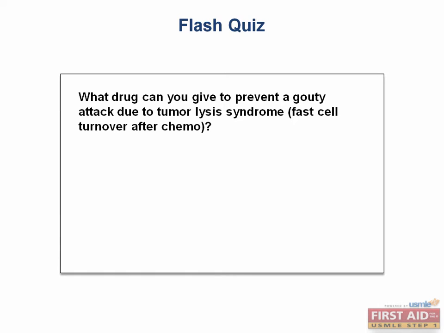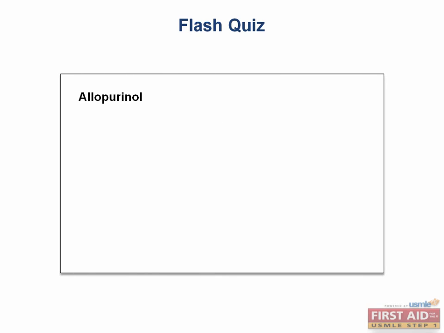Flash quiz. What drug can you give to prevent a gouty attack due to tumor lysis syndrome, or fast cell turnover after chemo? Right, allopurinol.